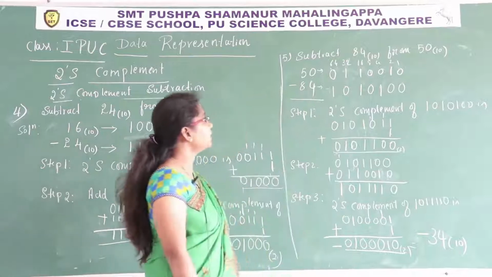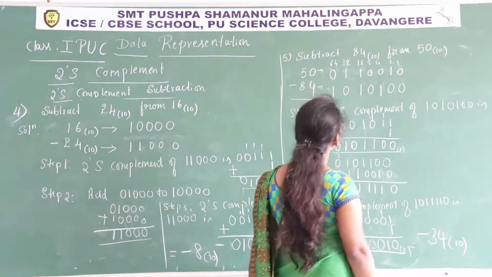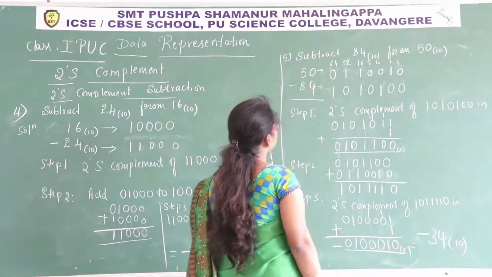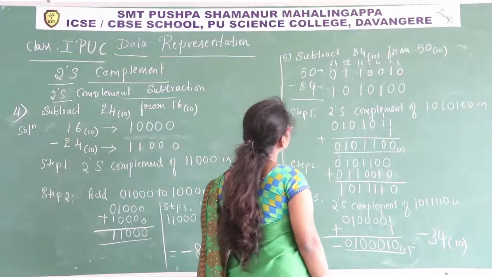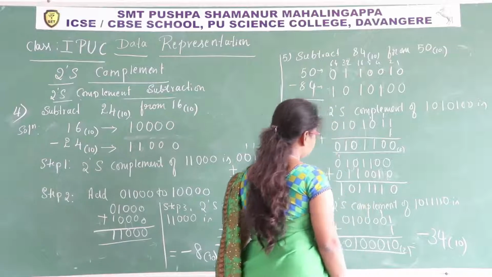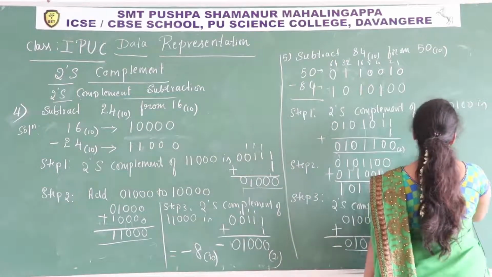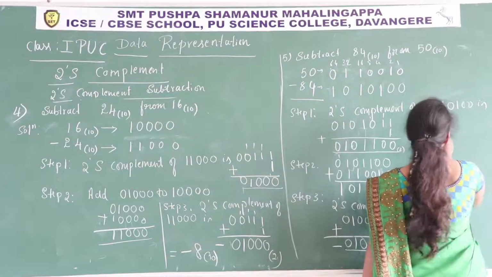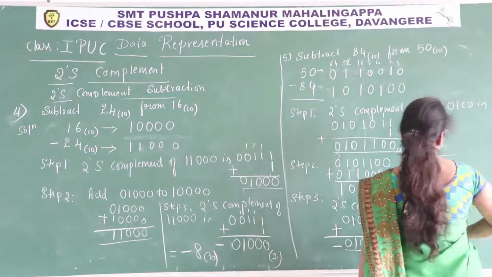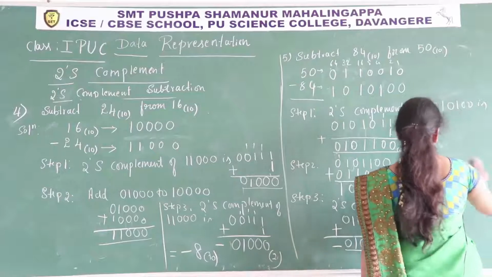So 50 minus 84, obviously, is it right? 50 minus 84, how much? Minus 34. Yes, right.